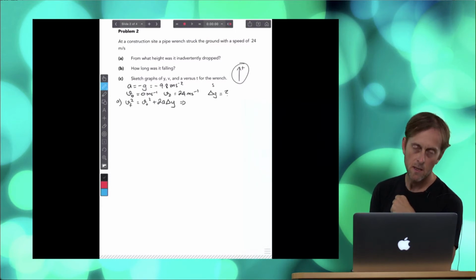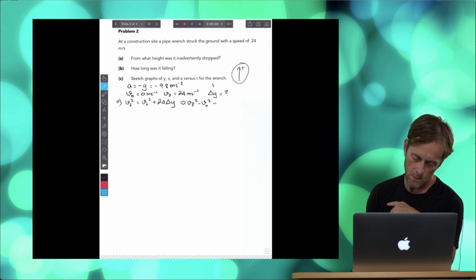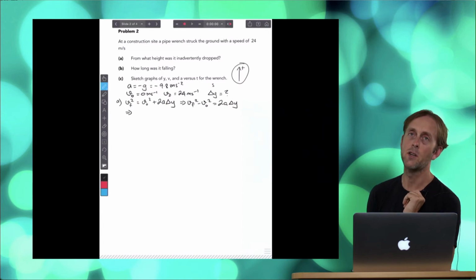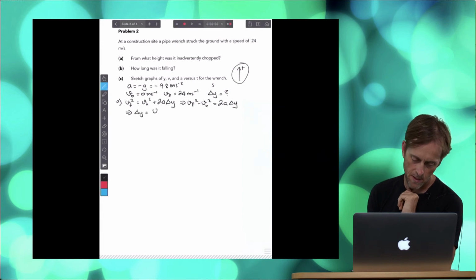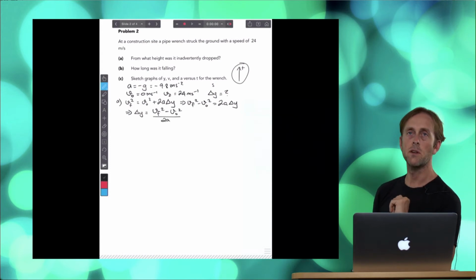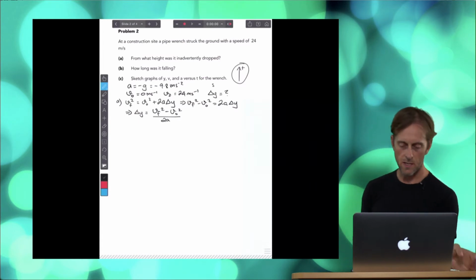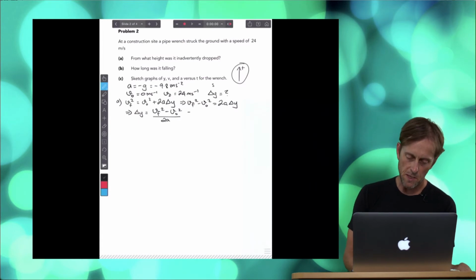Okay, so let's subtract v naught squared from both sides. So we get vf squared minus v naught squared equals 2a delta y. So therefore, we divide through by 2a on both sides and we get delta y equals vf squared minus v naught squared, all divided by 2a. That's just doing some algebra to get our delta y by itself on the side there. We can put some values in now.